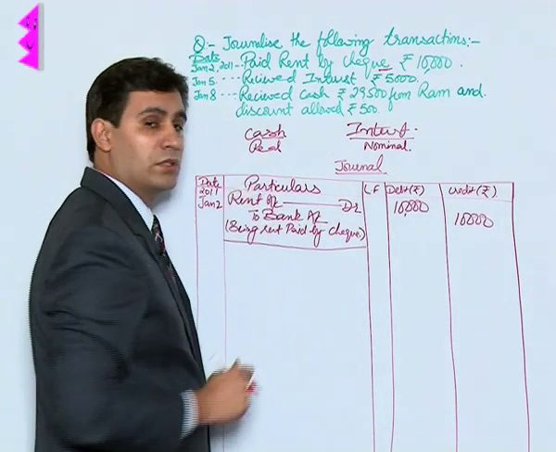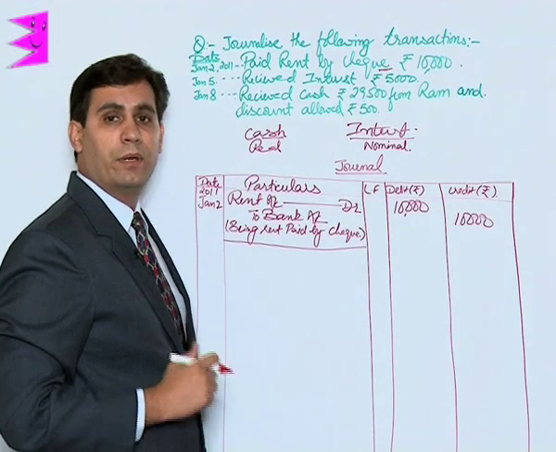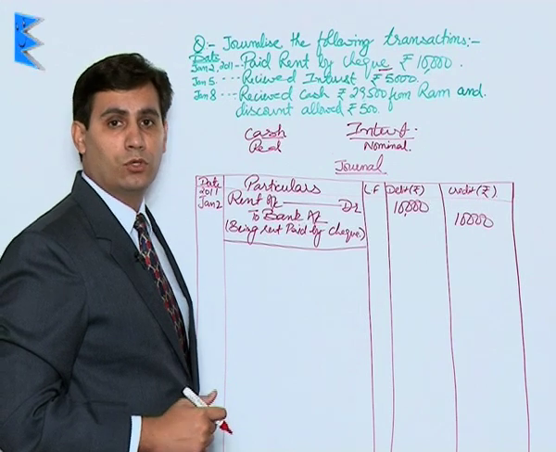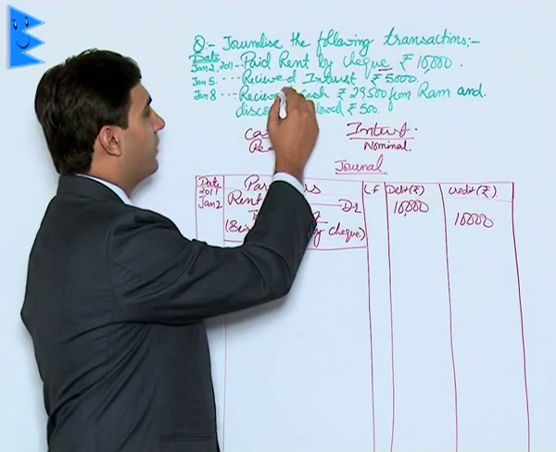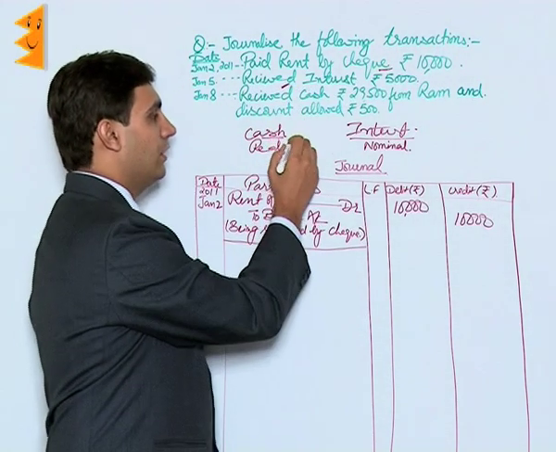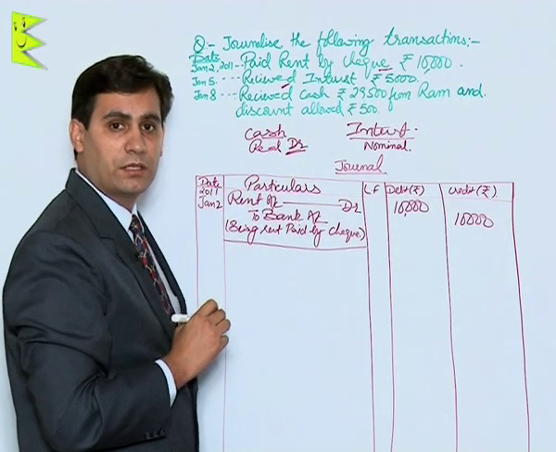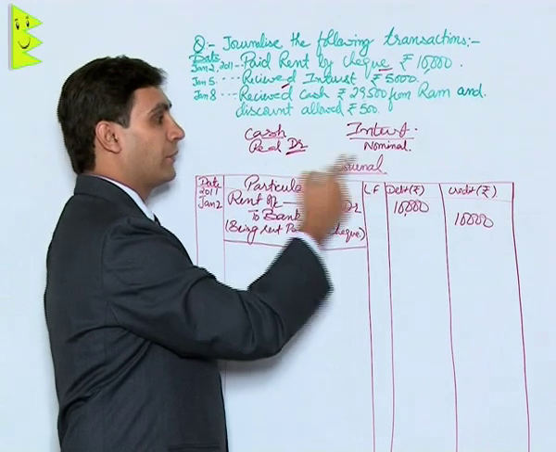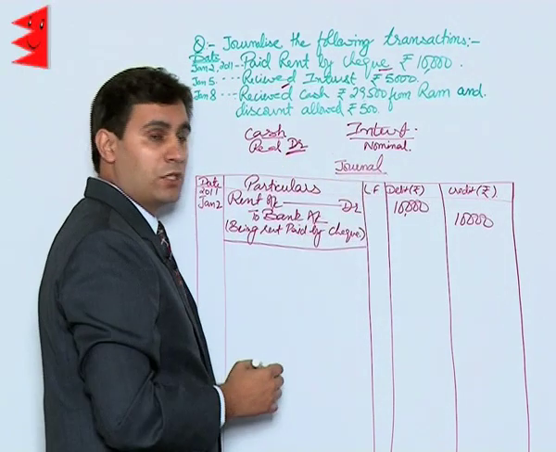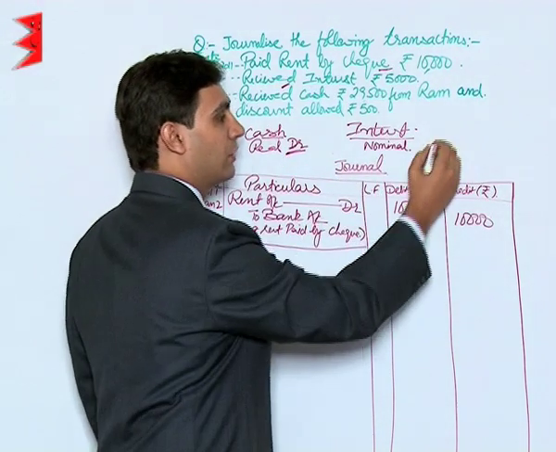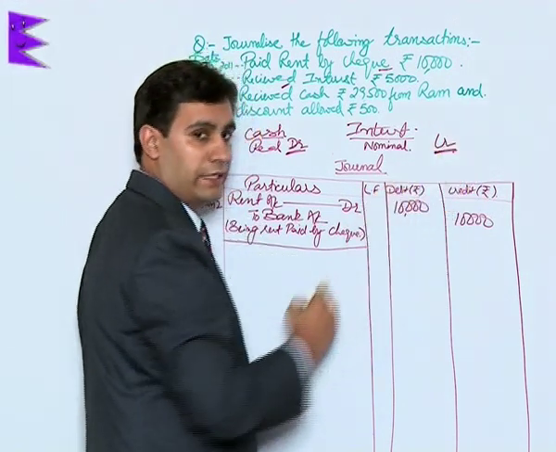Considering real accounts, the rules for real accounts are debit what comes in, credit what goes out. So here we have received. Since we have received, the rules will say debit what comes in. So cash should be debited and interest is an income. So by applying the rules for nominal account, credit all incomes and gains.